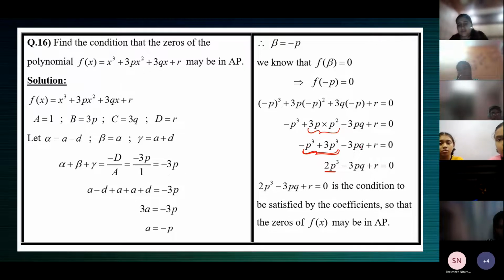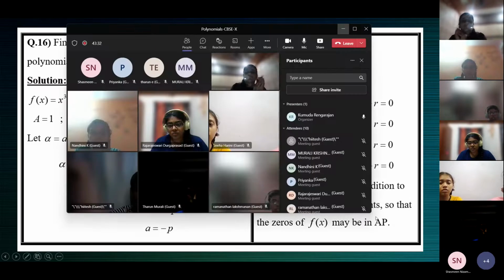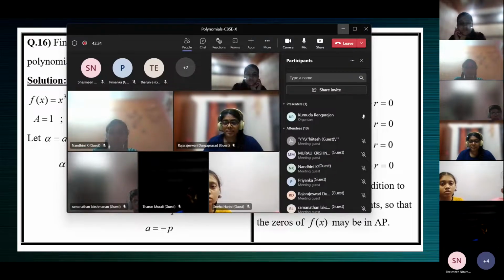We have done a similar one in the last class, children. Got it, all of you? Any questions related to simplification? No doubt. Okay.